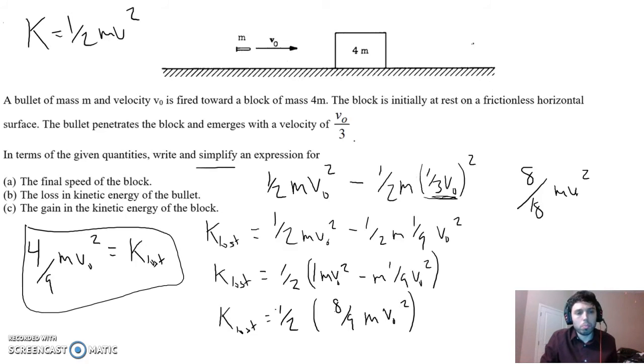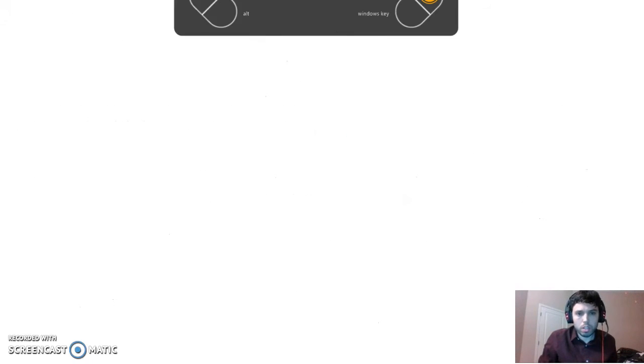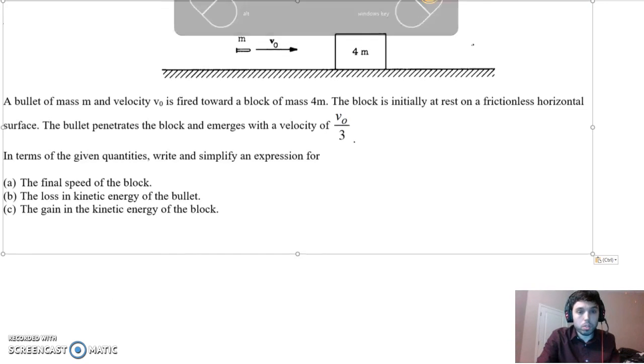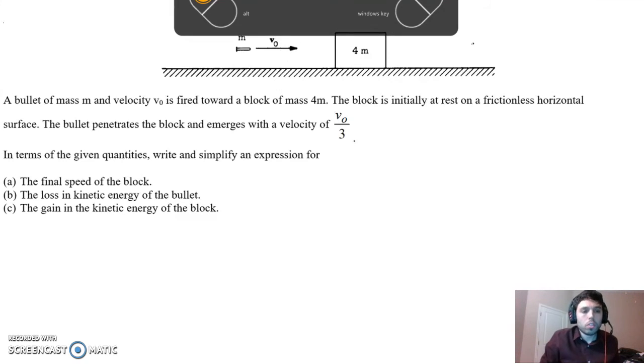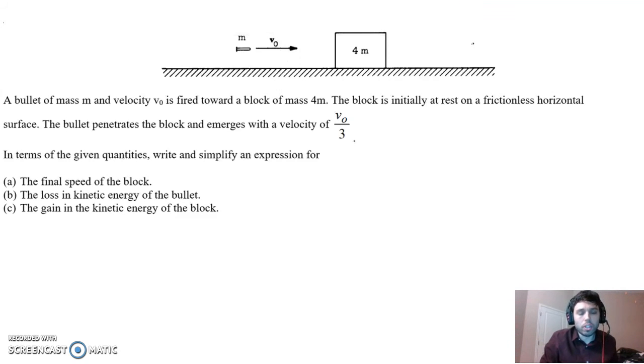Okay, and then we're going to do part C. Let me make a new slide, and we'll put the question back in there. Okay. Very good. So let's do part C now, the gain in kinetic energy of the block. This one's a little easier because initially the block had 0 kinetic energy, right? It was just sitting still. So whatever kinetic energy it has after the collision, that's how much the block gained, right? So it had 0 in the beginning, so how much did it gain?